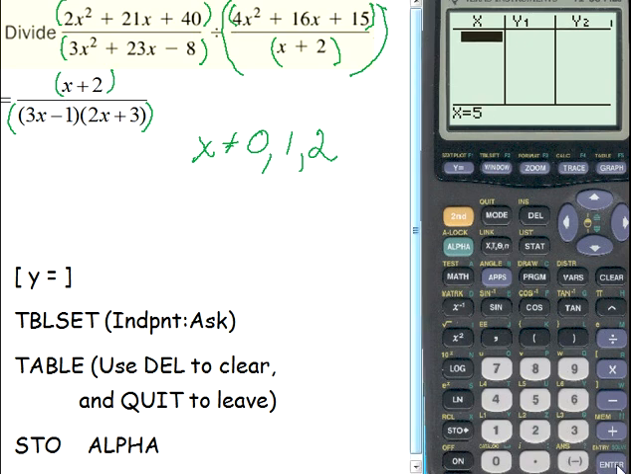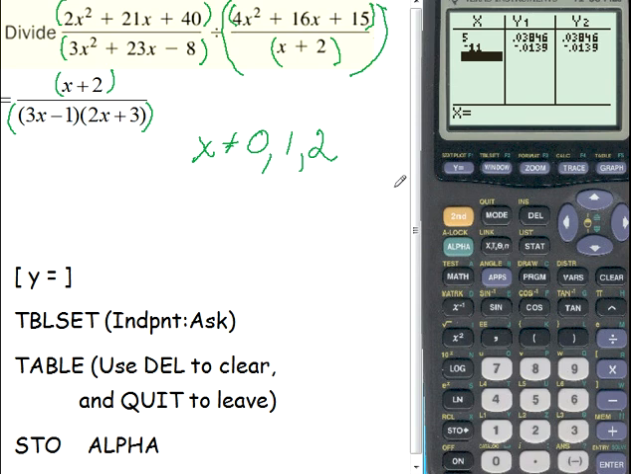So we hit enter, and we see that both the original and the final expressions are equivalent. It doesn't matter what number you use, just don't use 0, 1, or 2. Let's try negative 11. All right, and you get different numbers because when you substitute that for x, you expect different numbers.